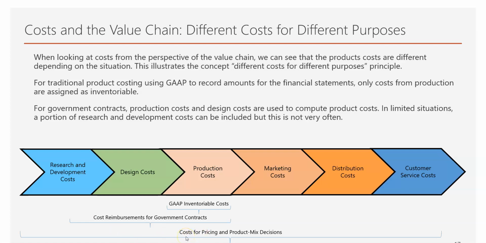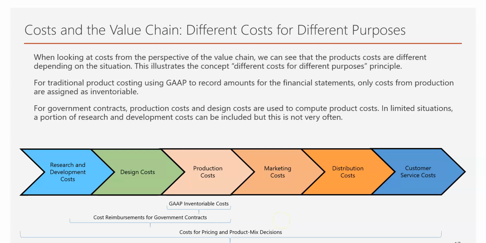And then let's say cost for pricing and product mix decisions. Well, if we're trying to determine what's the total price we're going to apply on this product, we have to consider all costs throughout the value chain, because I can recoup my production costs, and that's fine. Let's say it cost me $5 per unit to make, and I sell it for 10. Great, I made $5, but that $5 has also got to cover design costs, research and development costs, marketing costs, distribution costs, and customer service costs.